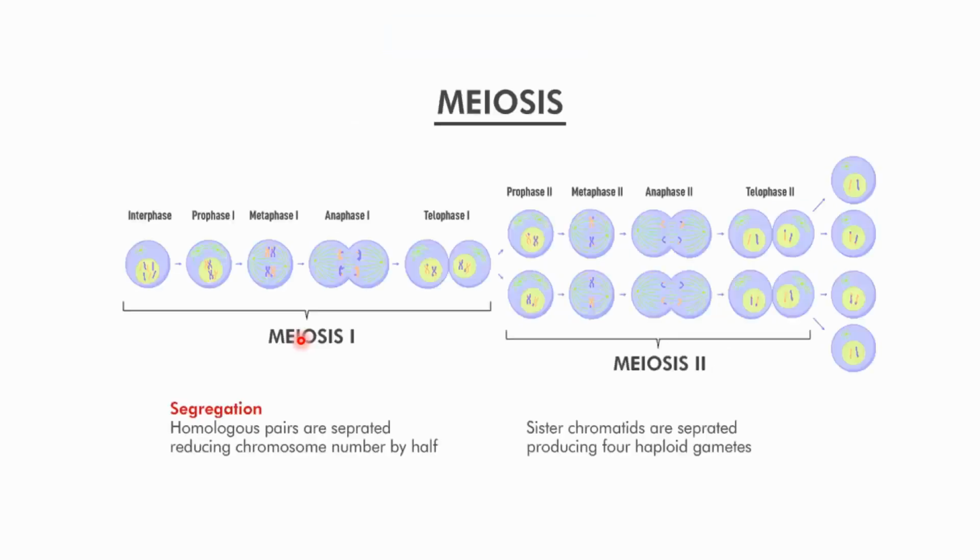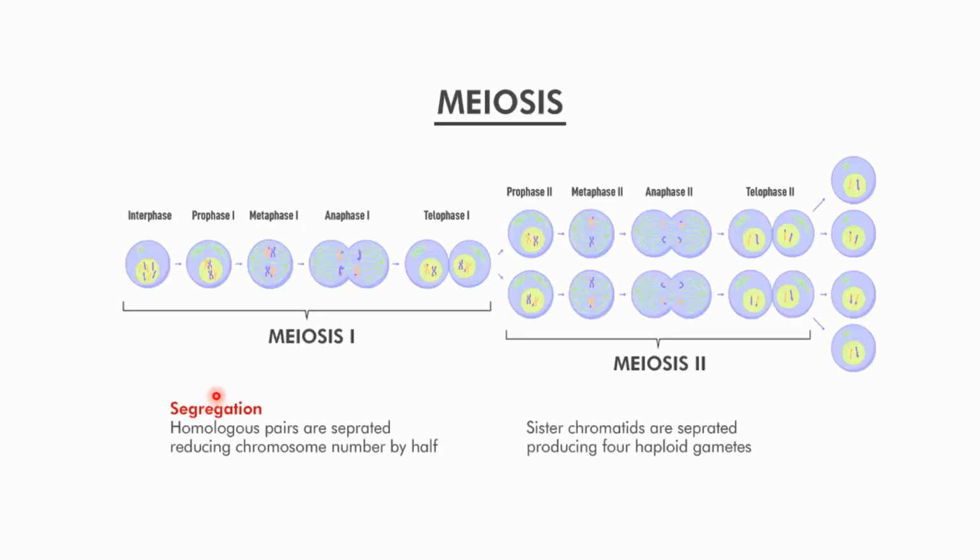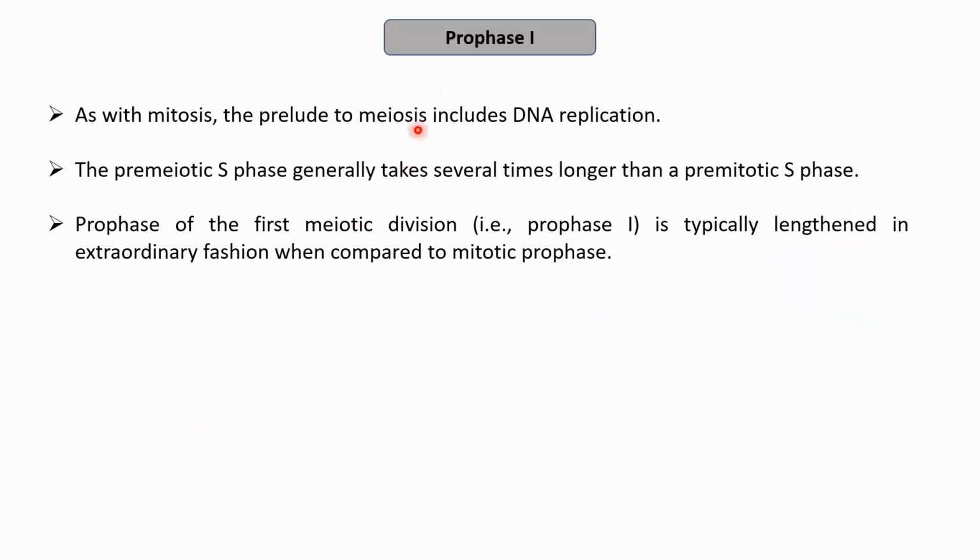So starting one by one with each of the phases. Starting with prophase 1, as with mitosis, the prelude to meiosis includes DNA replication. So before prophase 1 also, we have an interphase, just like the interphase of mitosis where the DNA replication was taking place, but the chromosome number was still the same. So in this case also, before the onset of meiosis, DNA replication takes place.